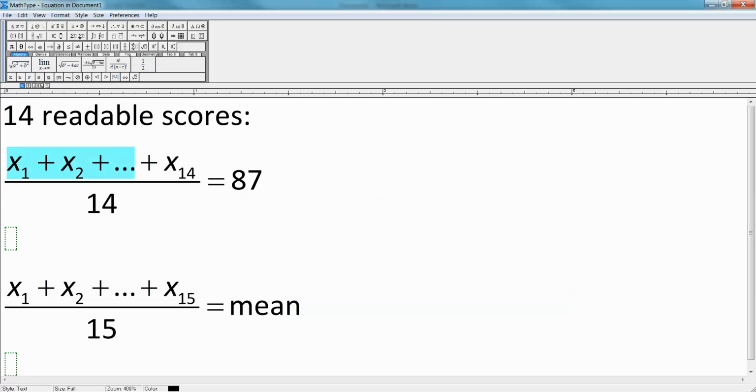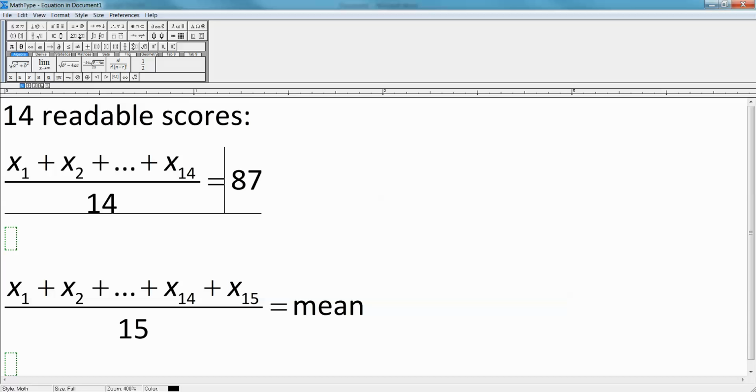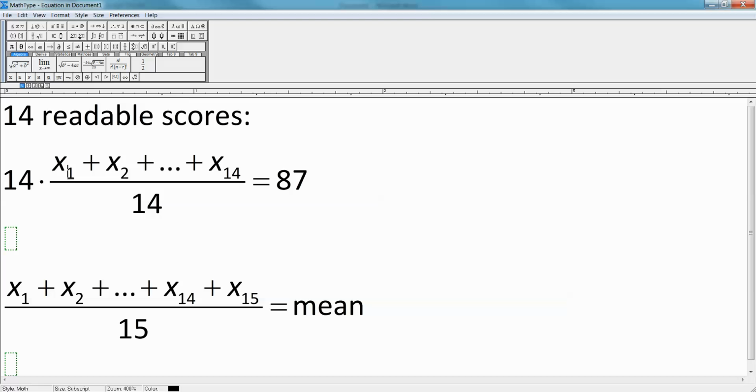Okay, well, I want to solve this for these first 14 scores. That way I'd know what I'm doing. If I could find what that number is, I could put that number in for this bit and just leave the 15th score as the one that I don't know. So how would I do that? Well, you need to get rid of this division by 14. That's no good to you. So you're going to multiply both sides, because you can, by 14. A little bit of algebra here.